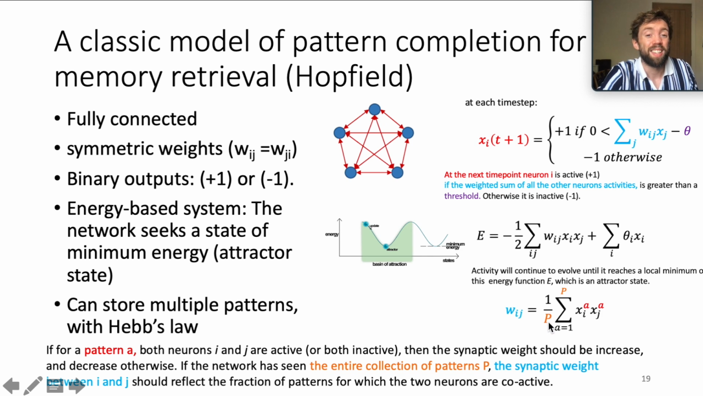But if the network has seen a whole collection of different patterns, and we call this collection P, then the synaptic weights between neurons i and j should reflect the fraction of patterns for which the neurons are coactive. So essentially, if the neurons fire together across many of the patterns, they will wire together or have a particularly strong connection together. In contrast, if they don't fire together in most of the patterns, then the connection will be weak. So this is just Hebb's law.